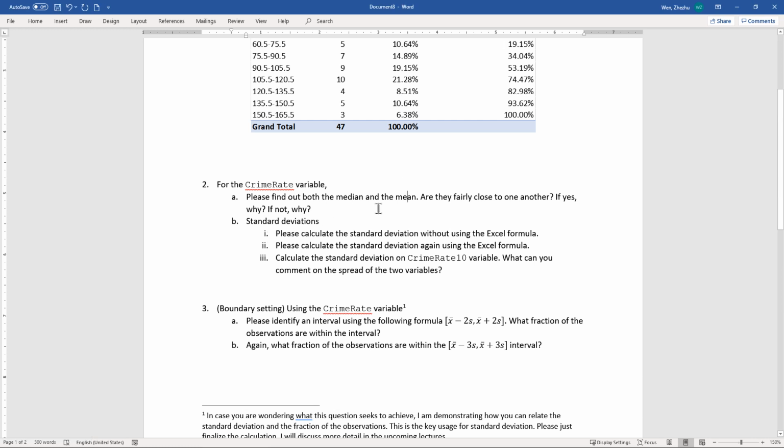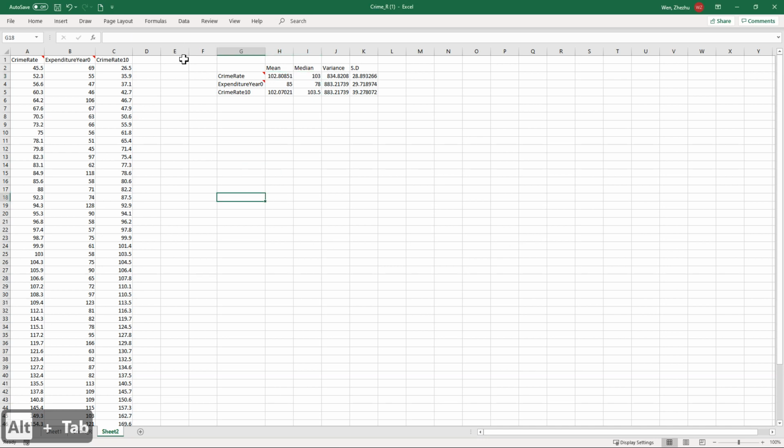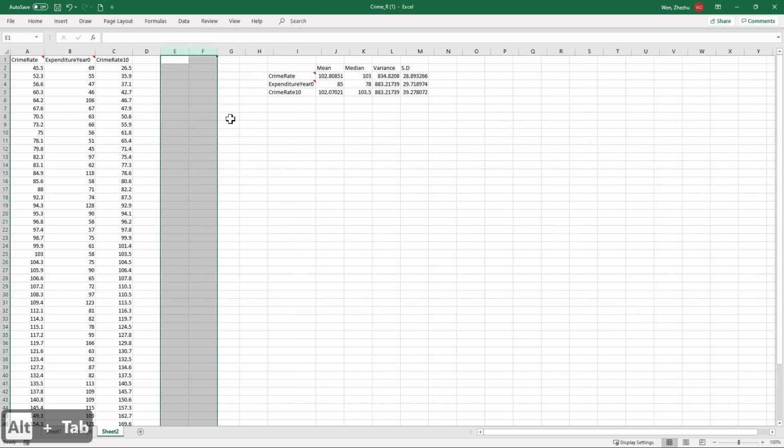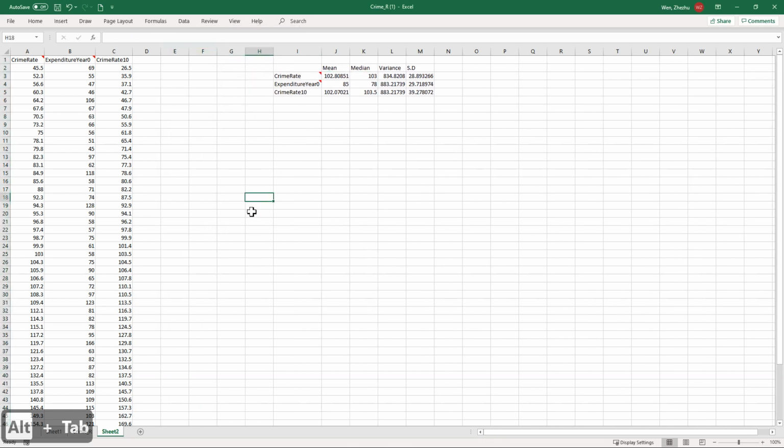And then B is about the standard deviation. Please calculate standard deviation without using the Excel formula. Oops, I think we did already use it, if you look at B, standard deviation again, using the Excel formula. So we're good, but all you need to do now is complete the step without using the Excel formula. I'm pretty sure that I have already demonstrated how to calculate the standard deviation without using the Excel formula.